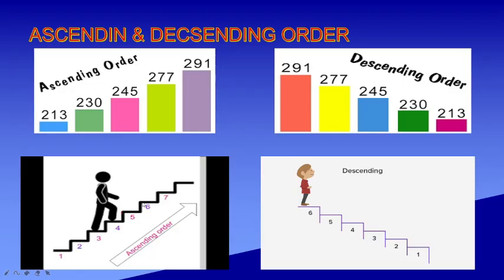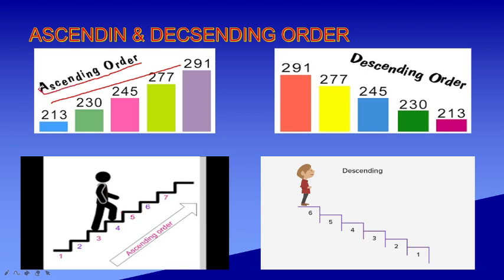Here the next point is ascending and descending order. So what is ascending order? Suppose you start running from this step to this step. So we can say it is the ascending order.